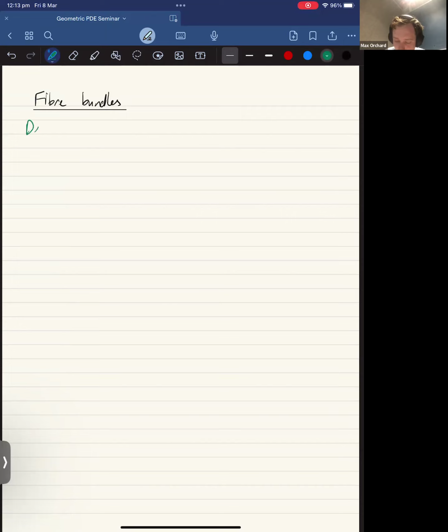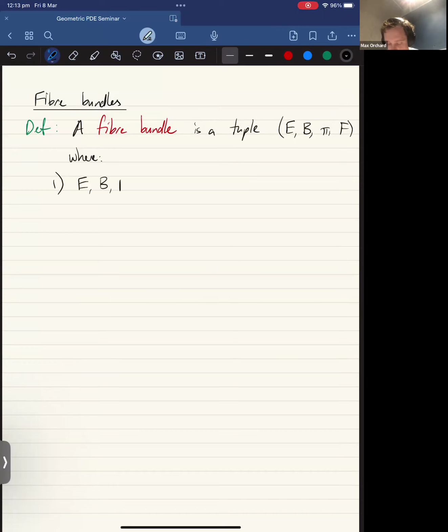Okay. So definition. A fiber bundle. I'm going to write a fiber bundle as a tuple. It's just a collection of these objects, which I'm going to write as E, B, pi, and F. Now, we want E, B, and F to each be topological spaces. I'm not going to be getting into the smooth stuff just yet. So these are topological spaces.